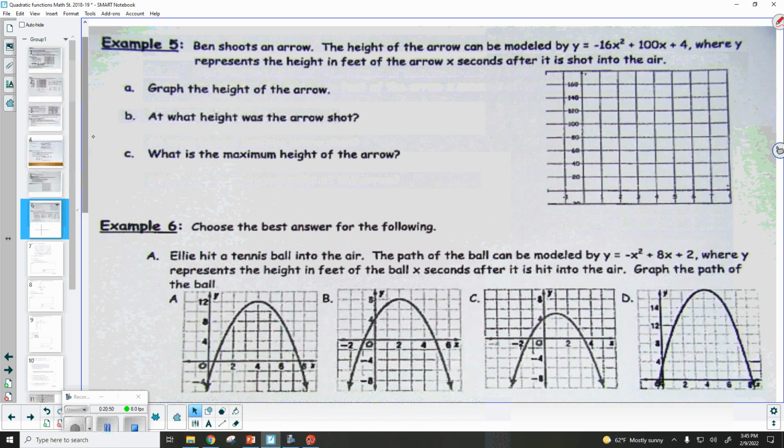So Ben shoots out an arrow. The height of the arrow can be modeled by the quadratic function y equals negative 16x squared plus 100x plus 4, where y represents the height in feet of an arrow after x seconds. So graph the height of the arrow.